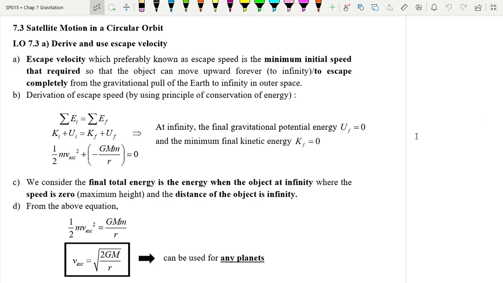Assalamualaikum and hello everyone. So let's proceed to our last subtopic in chapter 7. In this subtopic we are going to discuss the motion of the satellite in a circular orbit.